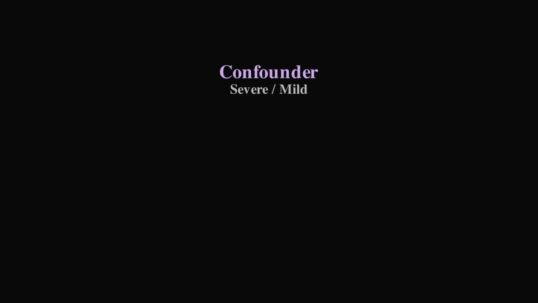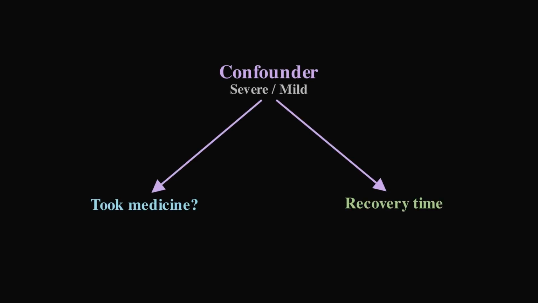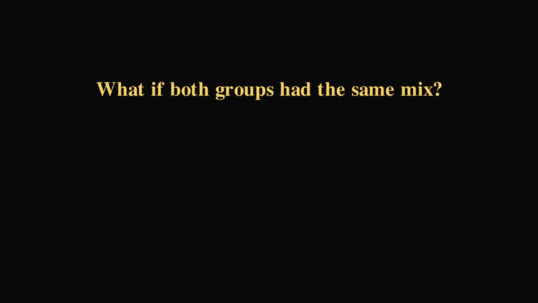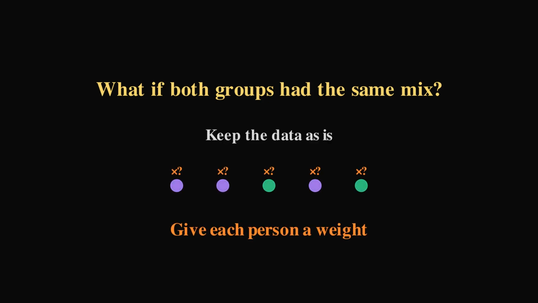A variable that affects both whether you take the medicine and your recovery time is called a confounder. In other words, being severe or mild is the confounder here. So what should we do? The key idea is simple. We imagine what it would look like if the two groups had the same ratio of severe and mild patients from the start. We don't change the data itself. Instead, we give each person a weight.